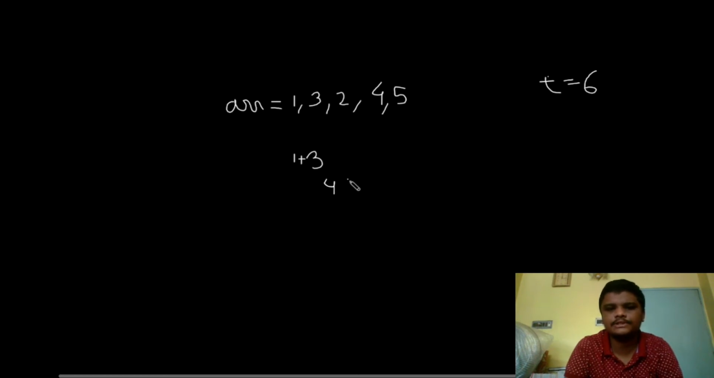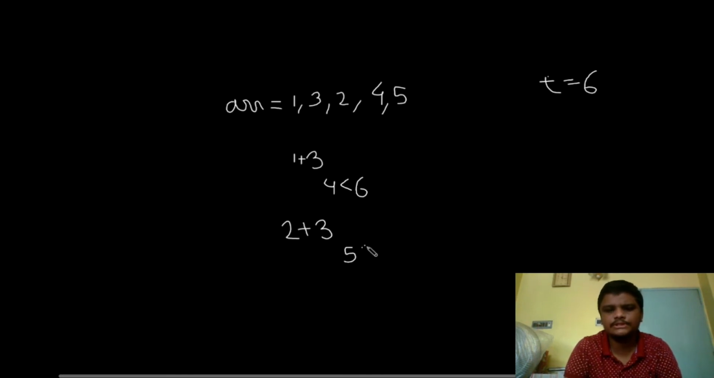Now we know that 4 is less than 6, right? So we need something greater than 4. We need a sum which is greater than 4. So what we can do is take 2. If we take 2, we found that 2 plus 3 is still less than 6, right?